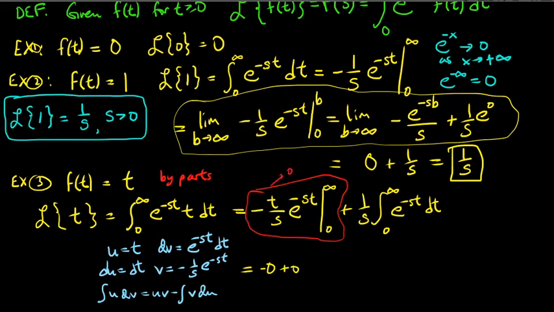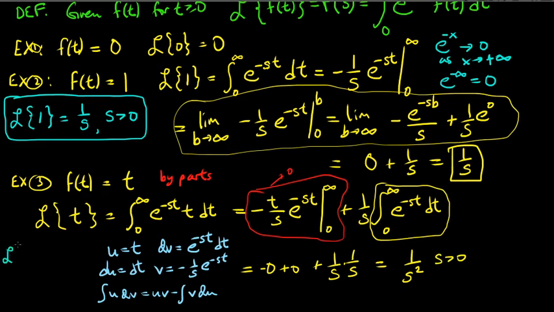What about the second term? We have plus 1 over s times the integral. If you're clever, you realize we did this already. That was the Laplace transform of 1, which we said is 1 over s. So we get 1 over s times 1 over s, which is 1 over s squared. And again, s has to be positive. So the Laplace transform of t is 1 over s squared, for s positive.